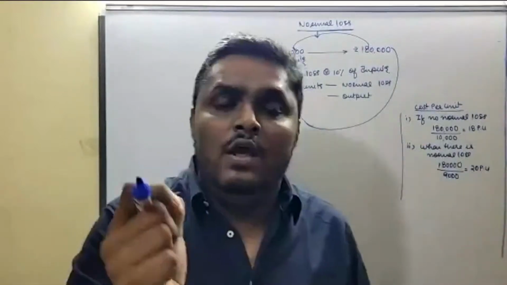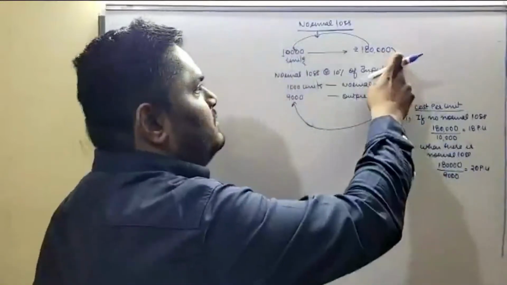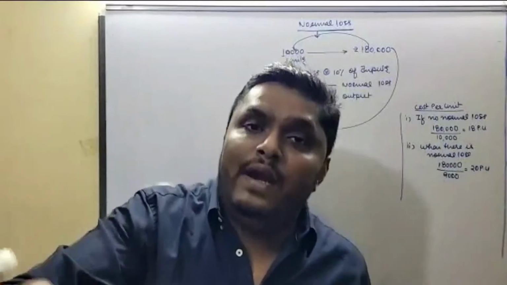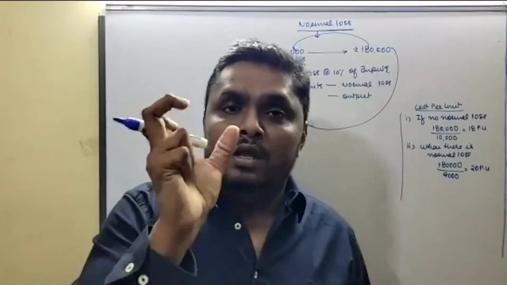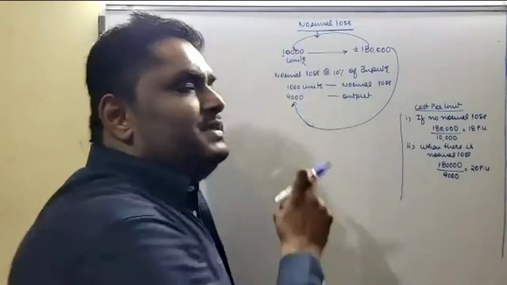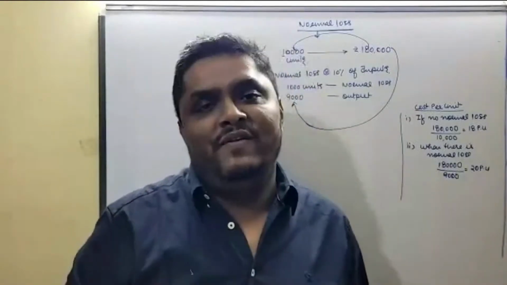So I repeat again, the cost of this 1,80,000 that was supposed to be absorbed by 10,000 units will now be absorbed by 9,000 units. The loss of these 1,000 units will be compensated by this remaining 9,000 units. That is my finished goods.